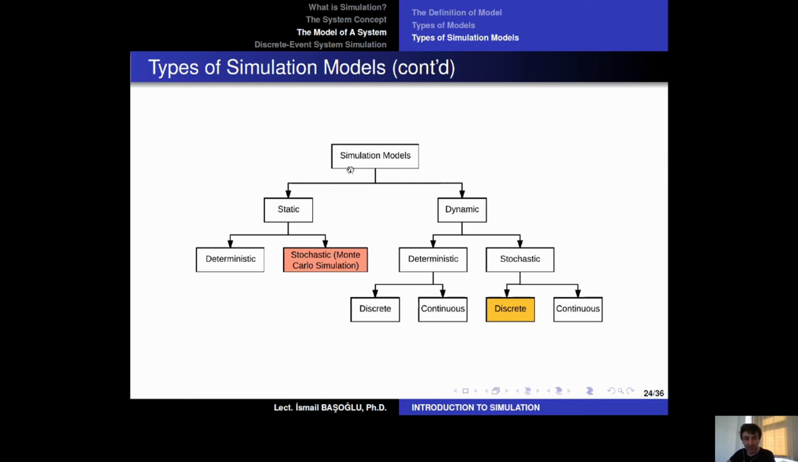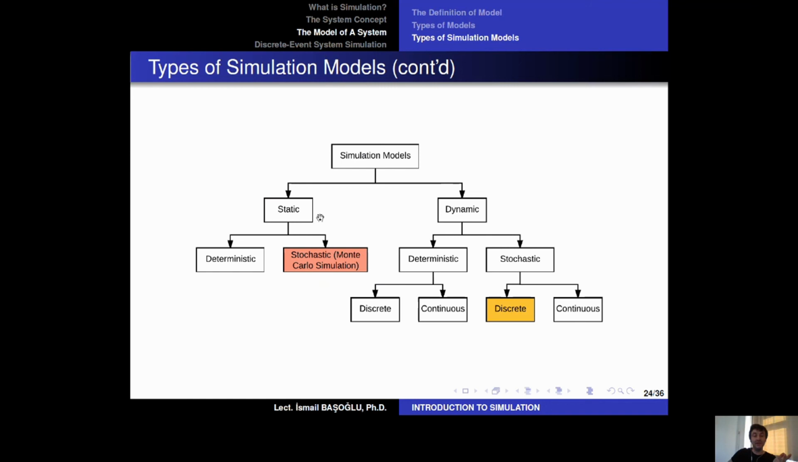So we define simulation models. First, we classify simulation models as static or dynamic. Now, first of all, static simulation models cannot be discrete or continuous because they are static, right? If they are static, we cannot talk about the time points where the events are occurring because there is only a single moment in that simulation model. Because of that reason, static models cannot be discrete or continuous.